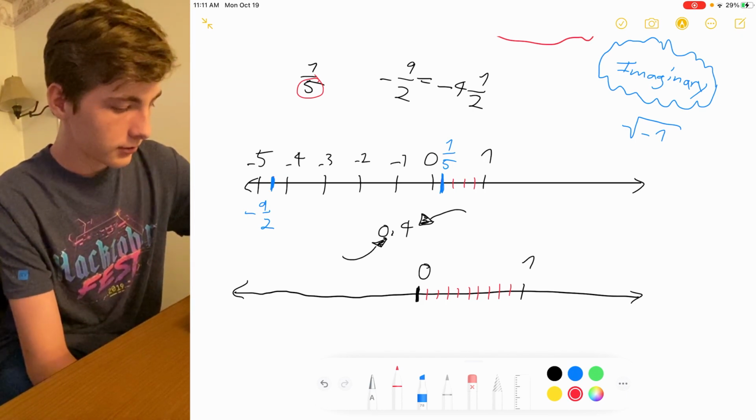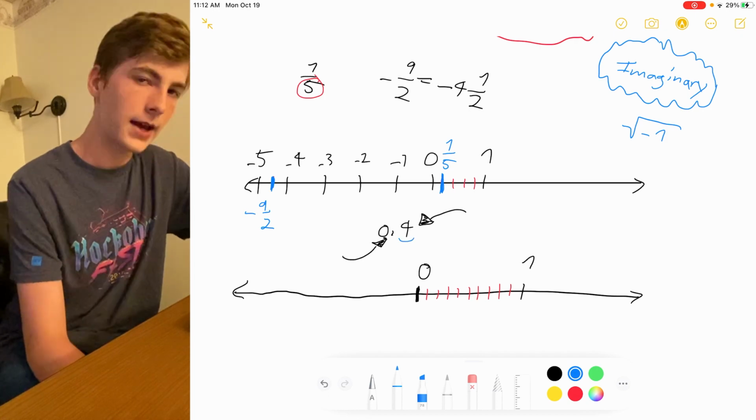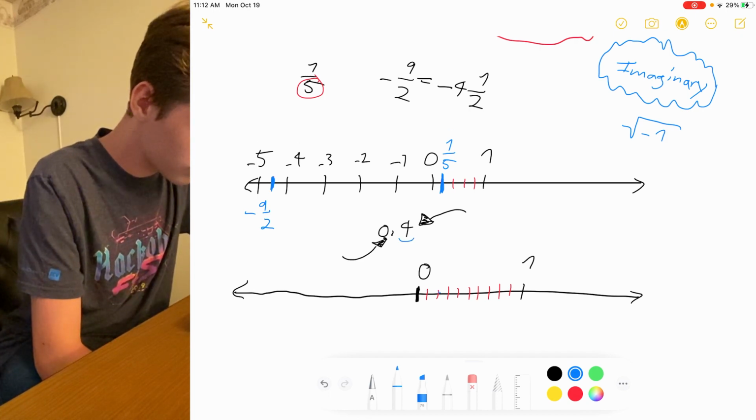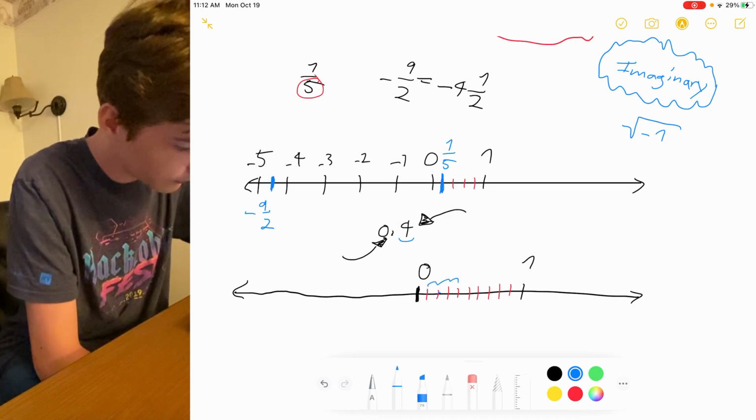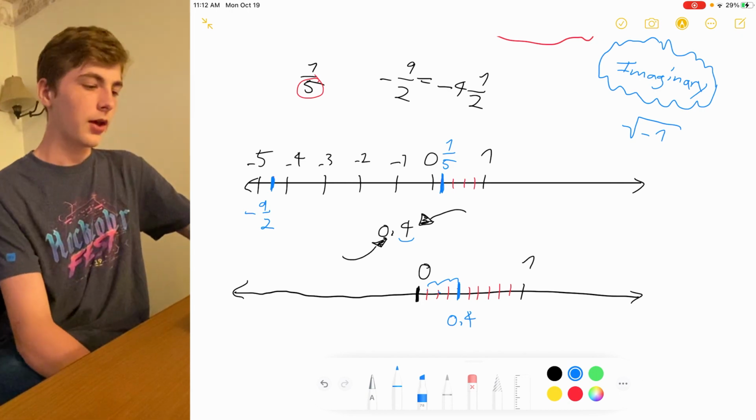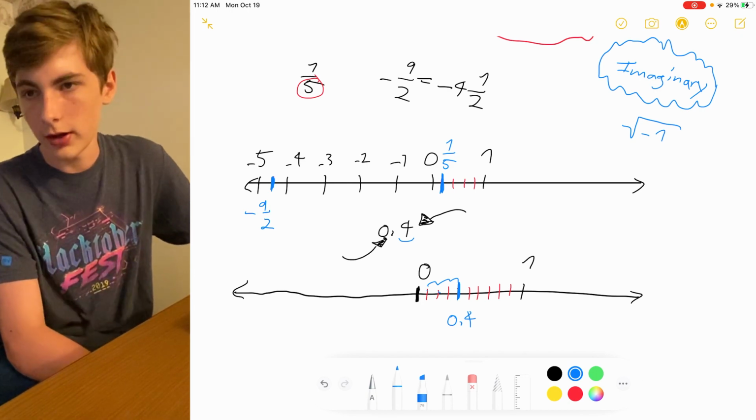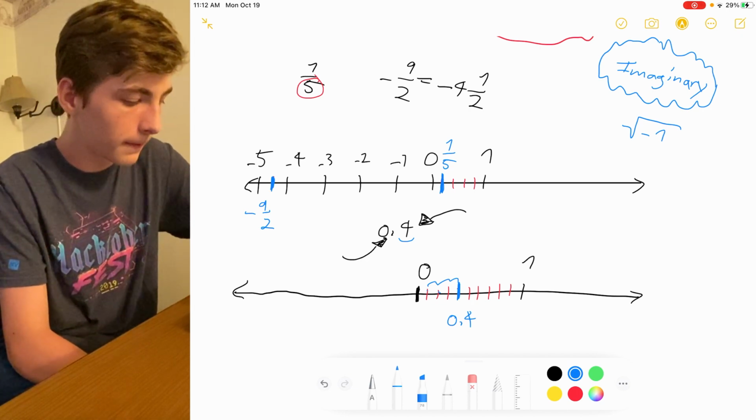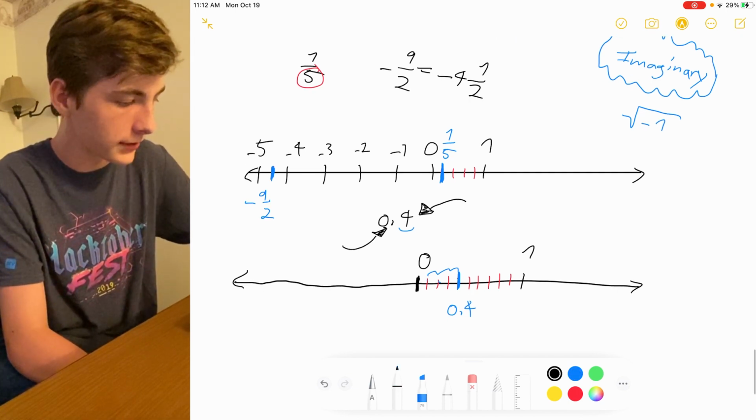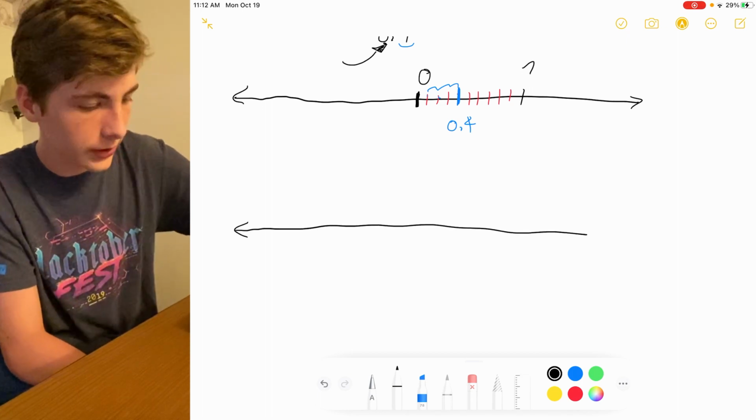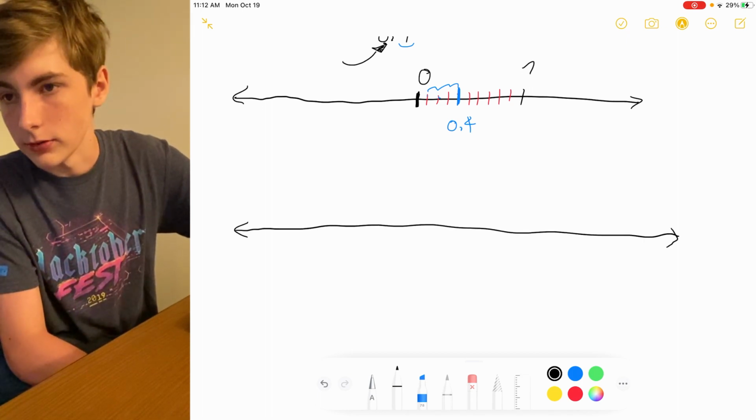And it tells us, okay, we're going to go 4/10, right? That's what that means. So we're going to go 1, 2, 1, 2, 3, 4, right here. That's where 0.4 is going to be. If we have a number that has more decimal places than that, then it gets a little trickier, but I'll do my best here.